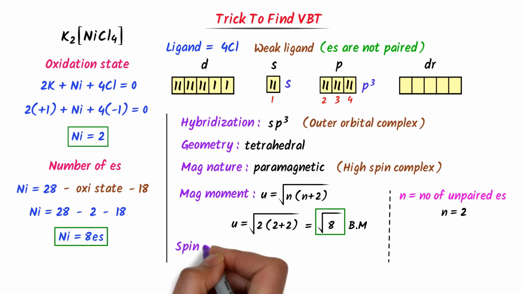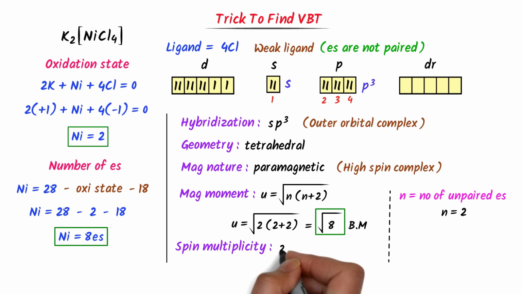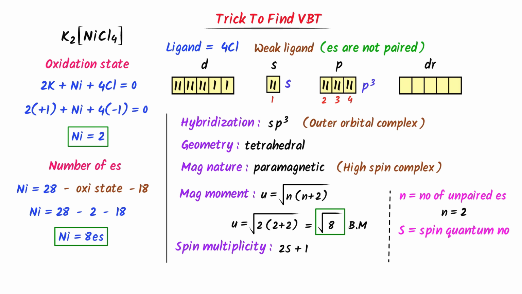Lastly, what about spin multiplicity? Well, spin multiplicity is equal to 2S plus 1. Here, S stands for spin quantum number. There are 2 unpaired electrons. Remember that for each unpaired electron, we put 1 by 2. Now 1 by 2 plus 1 by 2 equals 1. So S equals 1. I put S equals 1 in this equation. After calculation, I get 3. So the spin multiplicity of this compound is 3.